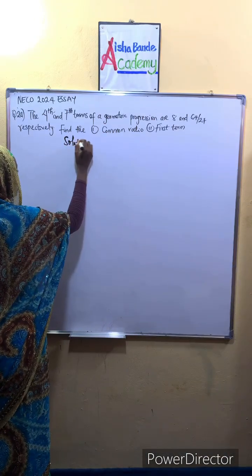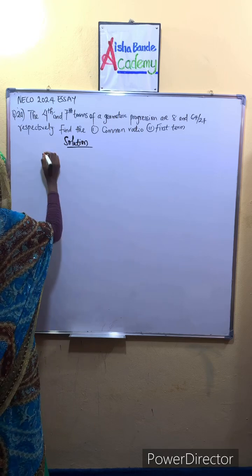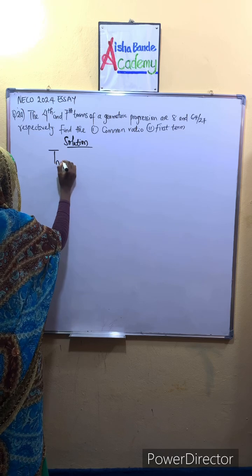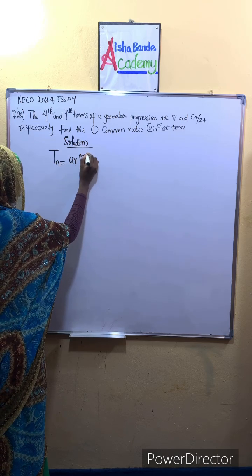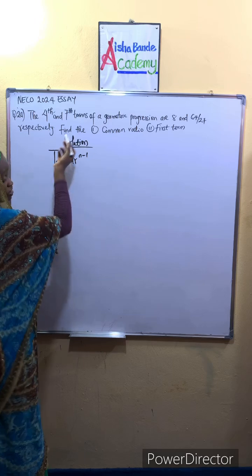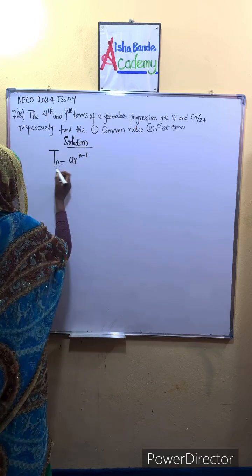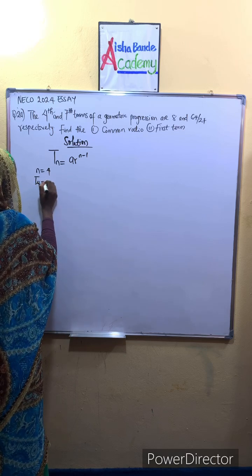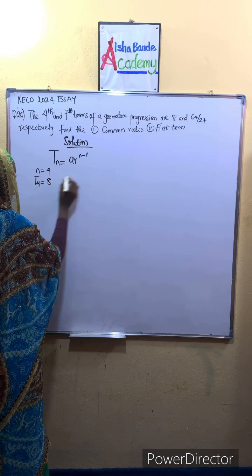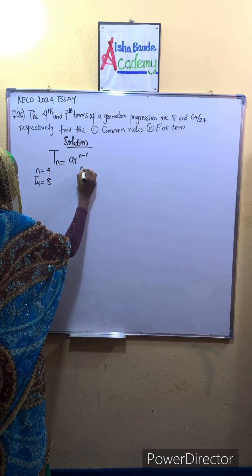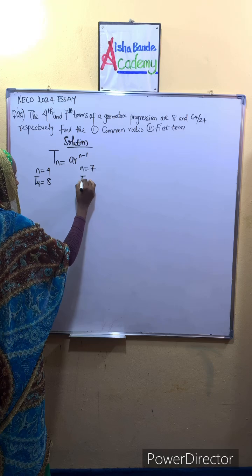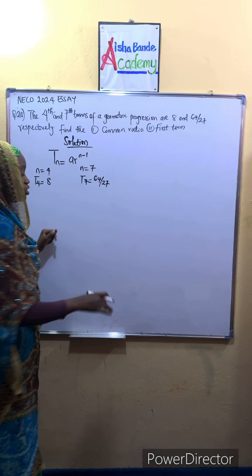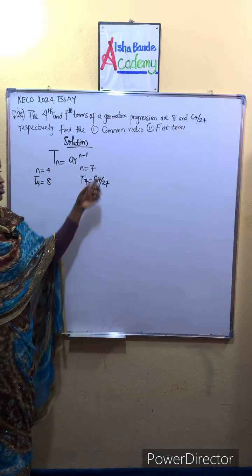So the first thing we need to note is the nth term of a geometric progression, the formula which is given as Tn is equals to ar raised to the power of n minus 1. So now interpreting the question that has been provided, it says that the fourth term, that means n is equals to 4. For the fourth term, that is T4, we have the value to be 8. And also for the seventh term, when n is equals to 7, that means the seventh term is equal to 64 over 27. So all we need to do now is to substitute in these values into this formula.